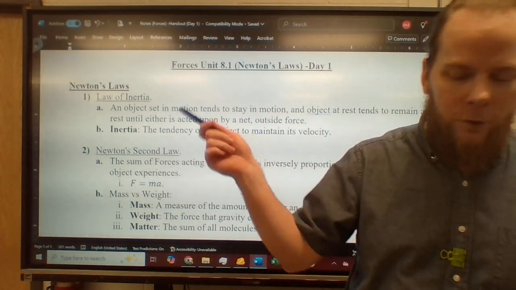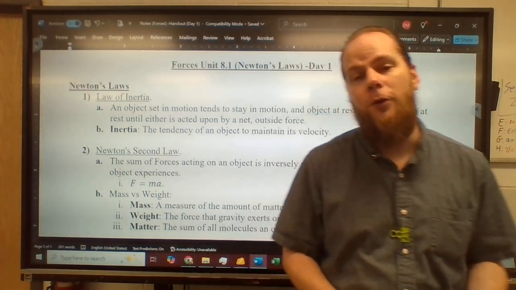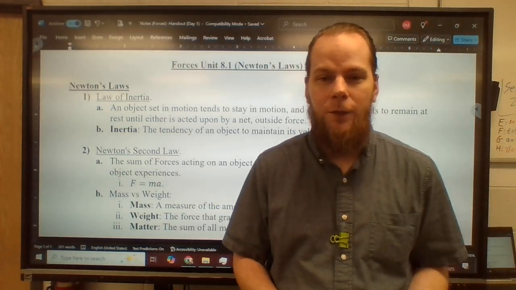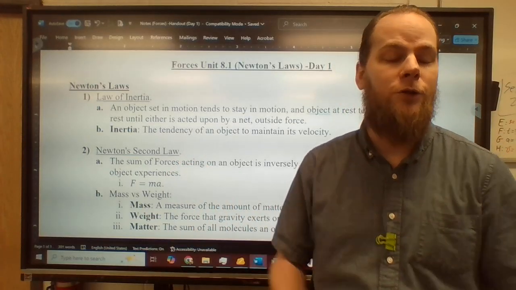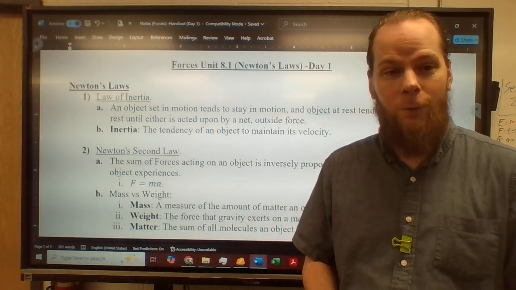So Newton's first law is called the law of inertia. An object in motion will tend to remain in motion. An object at rest will tend to stay at rest.